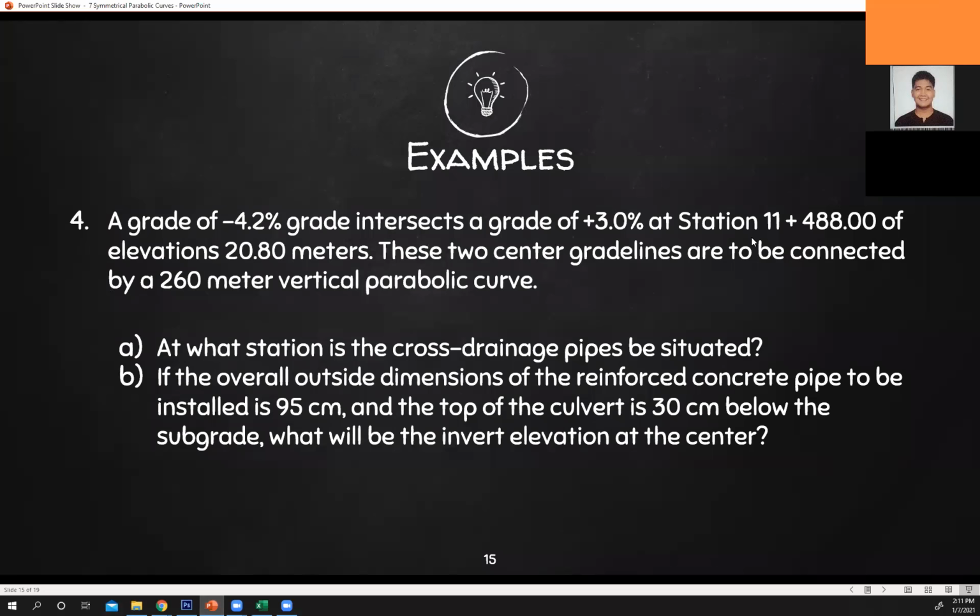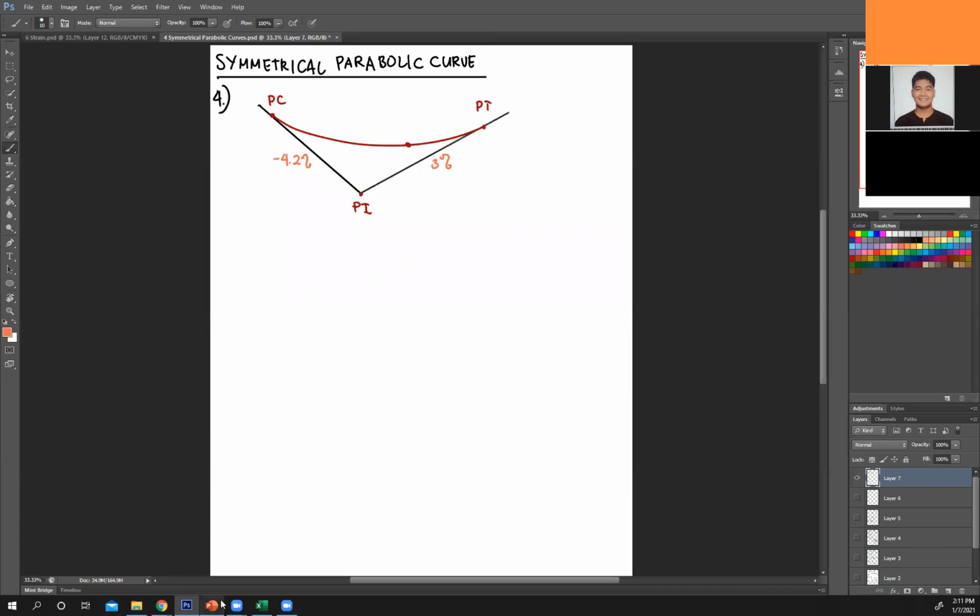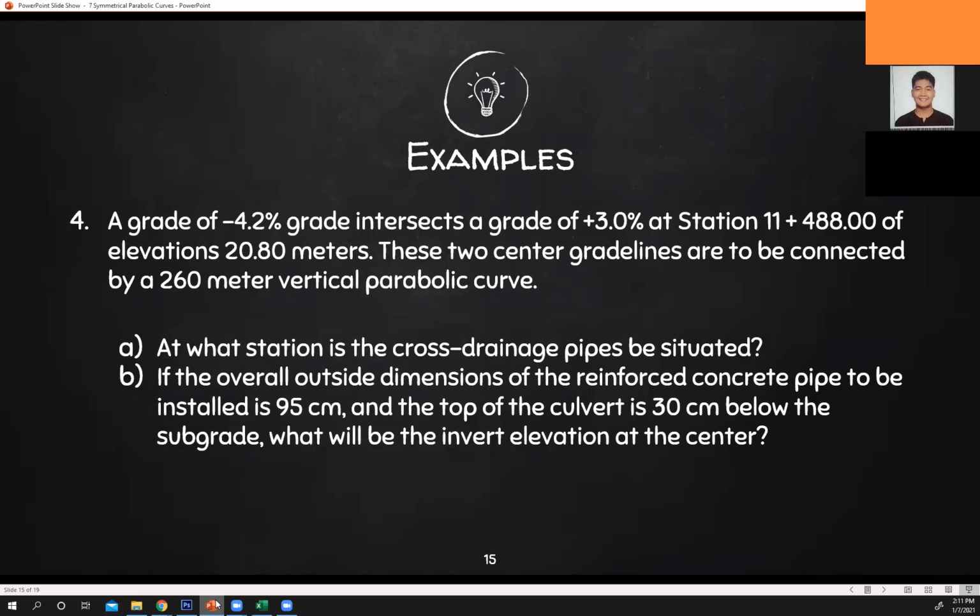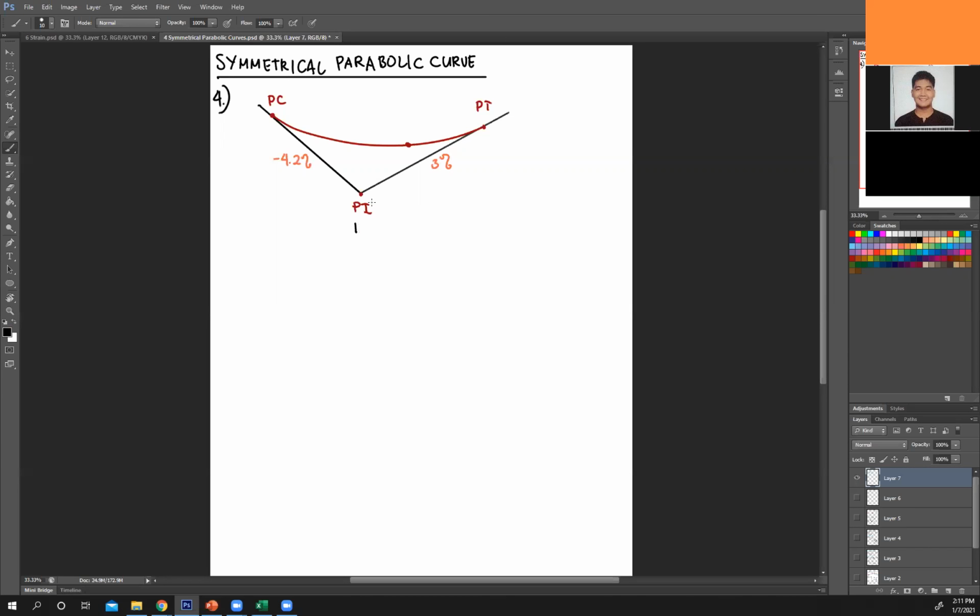So they intersect at the station. That's your station PI. So 11 plus 488. And then its elevation is 20.80 meters. So instead of writing it separately, I'll just write it within the drawing, okay? To make location of values easier. 20.80. So station, elevation, then length of your curve 260.